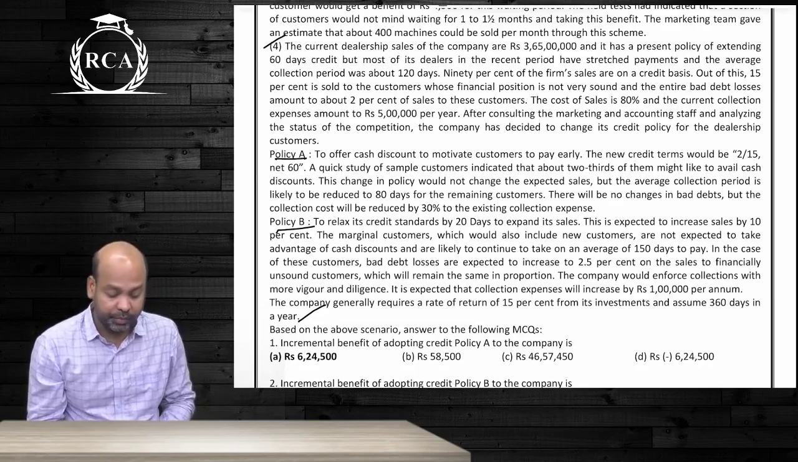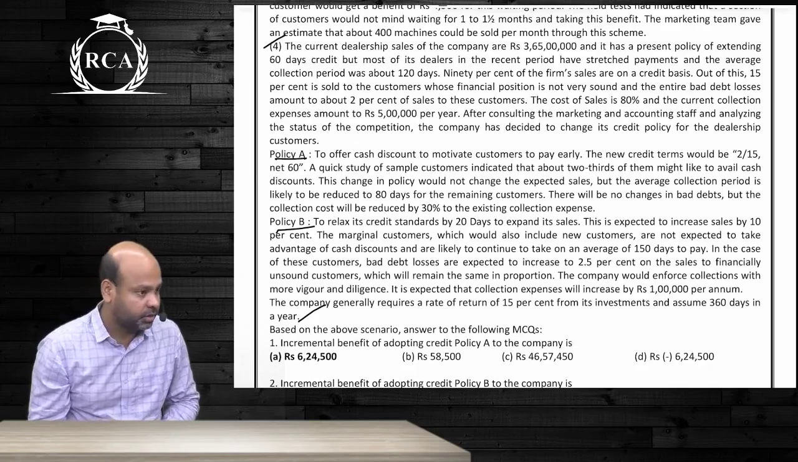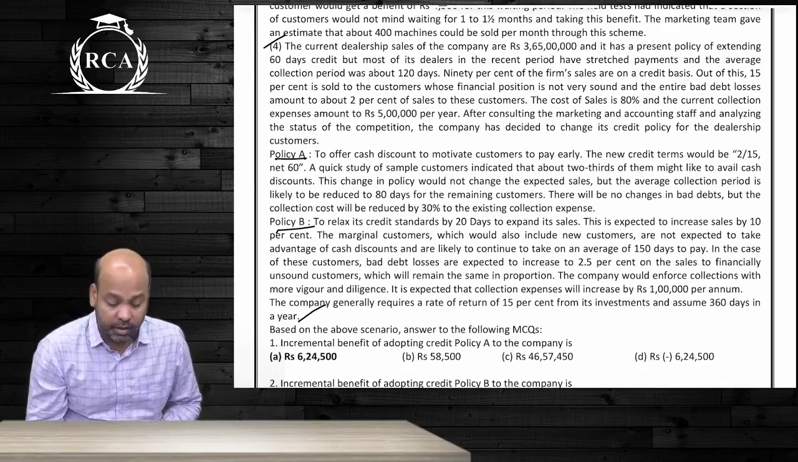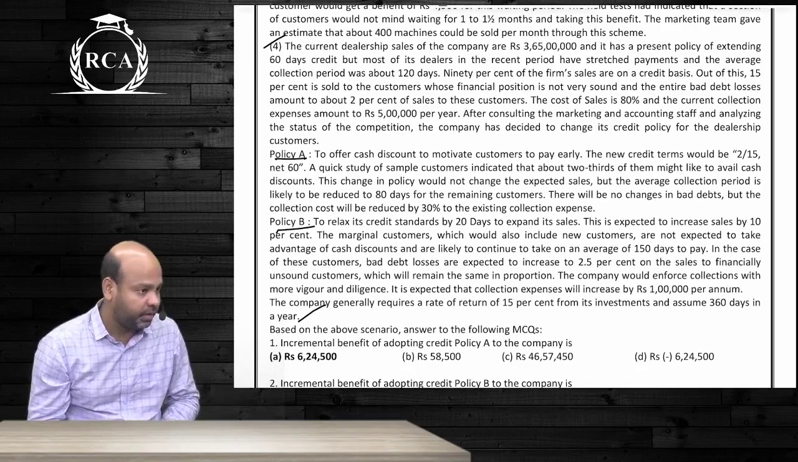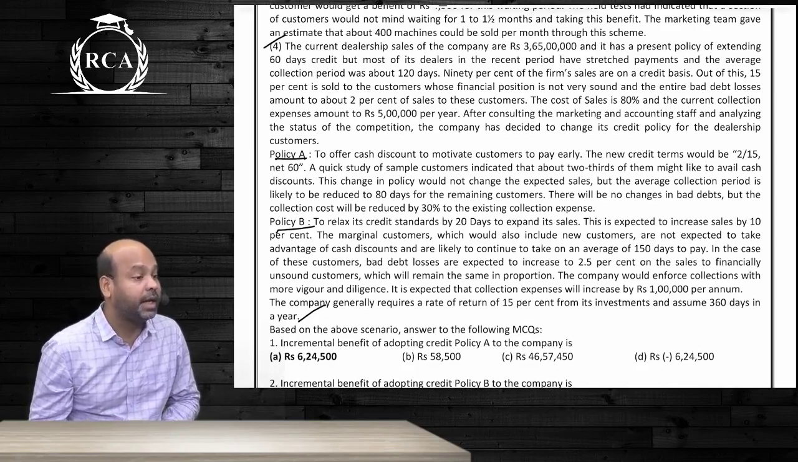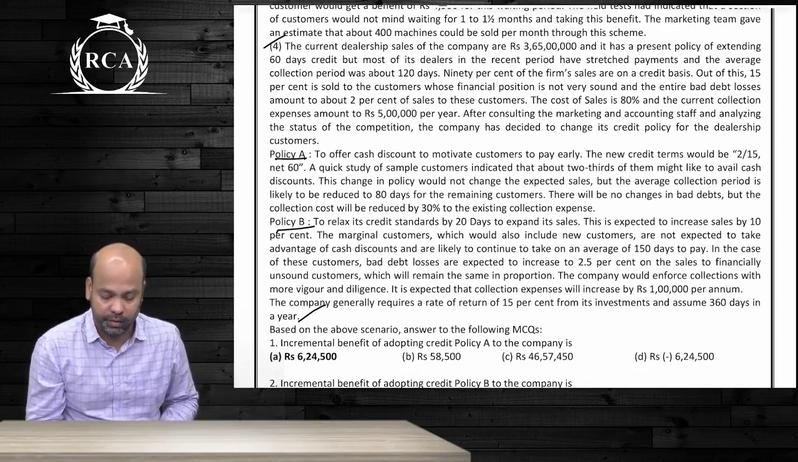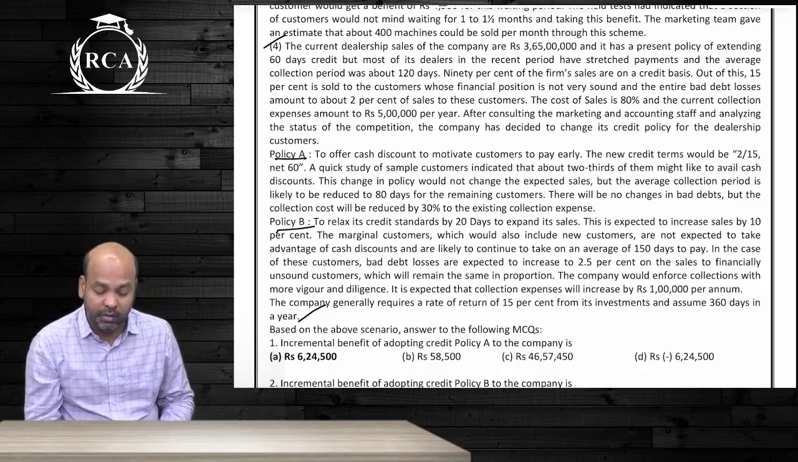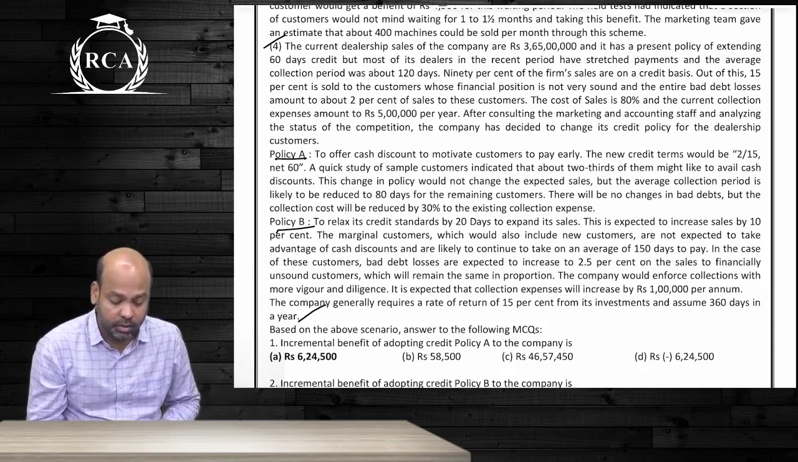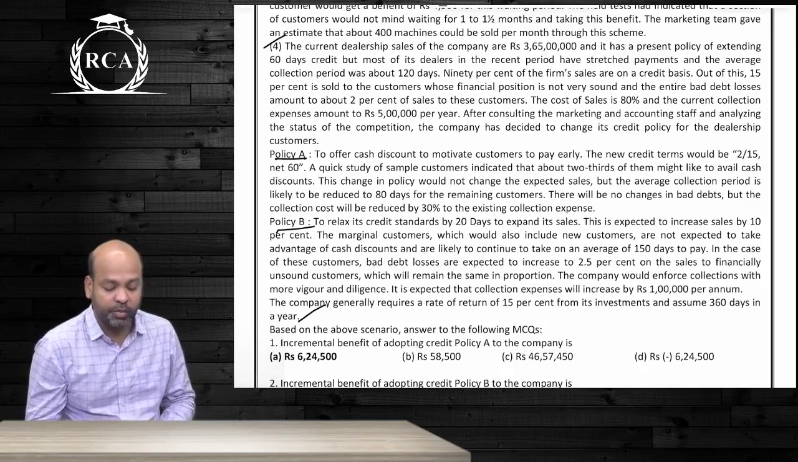to 80 days for the remaining customers. So that 2/3 will still pay in 15 days, the balance 1/3 will pay in 80 days. Are we clear, guys? There will be no change in bad debts, but the collection cost will be reduced by 30%.